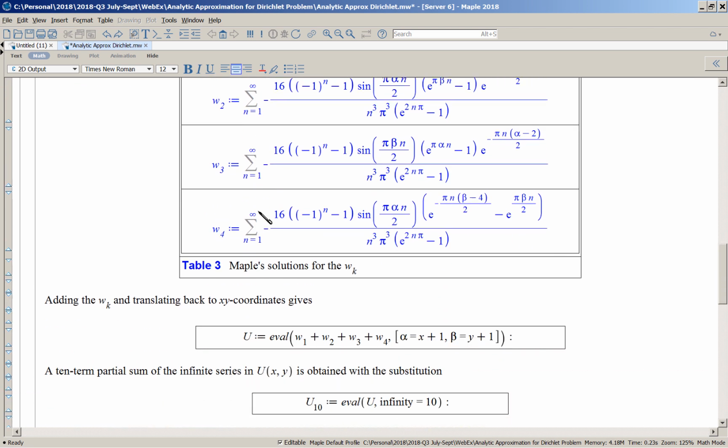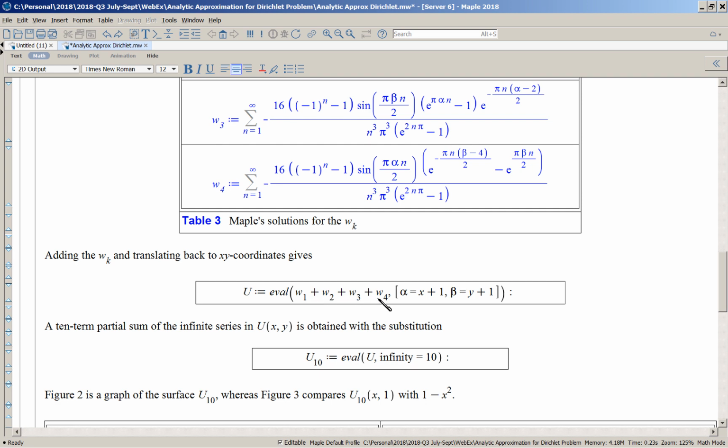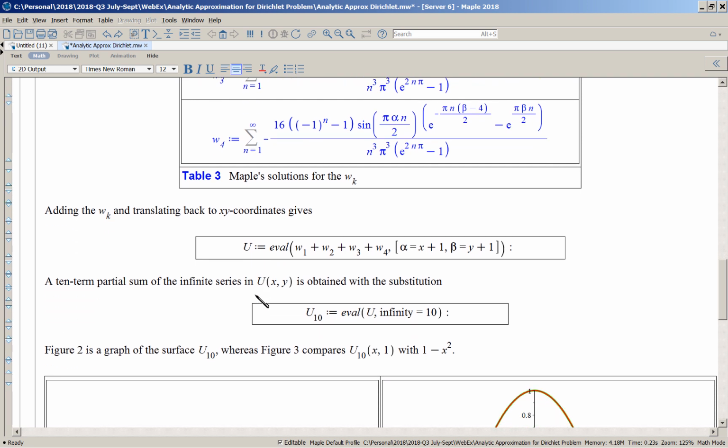I have to add them. So here I've added them. Then I have to replace alpha and beta with x and y. And so I get this very large sum of terms. And I'm going to want to draw some graphs, so I'm going to pick a 10-term approximation. So it's a partial sum. And you can get that by simply replacing this infinity symbol with some number.